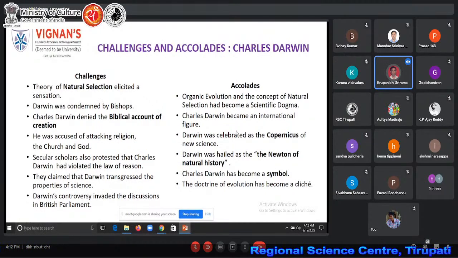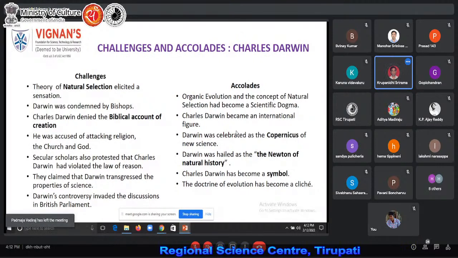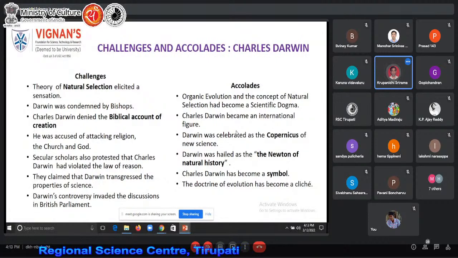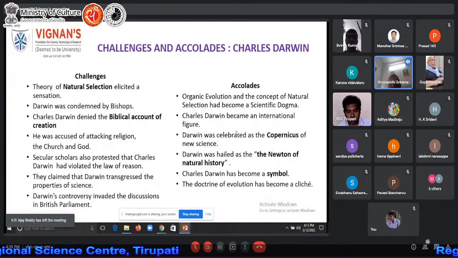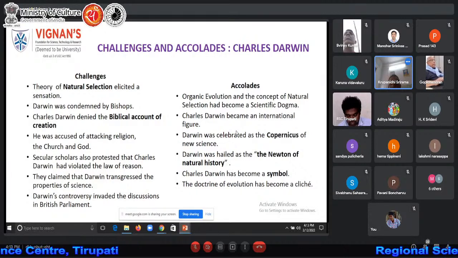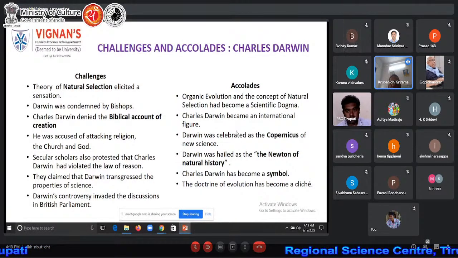Now, as you see now in India, also we got Biotech. Krishna Ella has produced this Covaxin. Nearly half of the Indian population has taken this vaccine. So as a result, Bharat Biotech and Dr. Krishna Ella will be remembered by everyone. So like this, natural selection became a scientific dogma. Like this, even Bill Gates, who started Microsoft, all over the world, people give a sort of respect for this Bill Gates concept. So like this, Charles Darwin became an international figure.